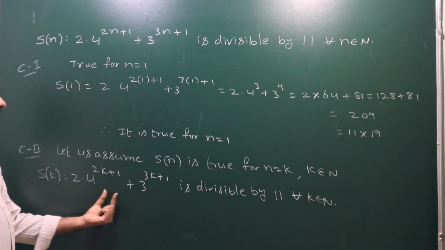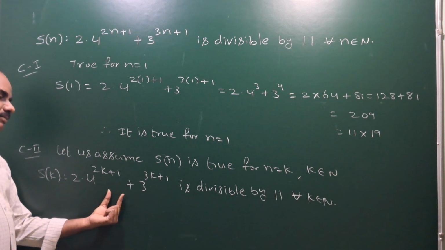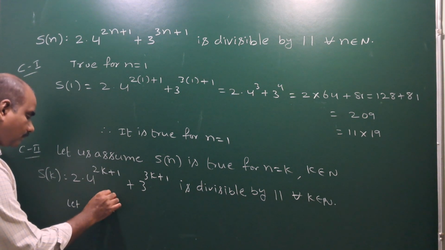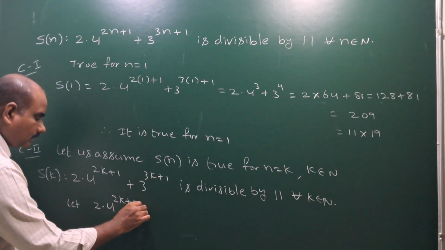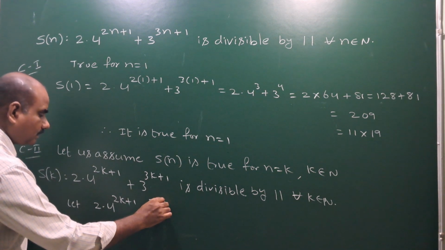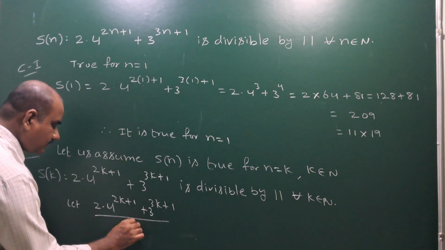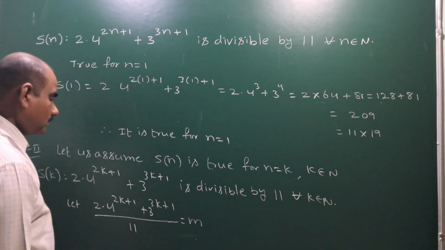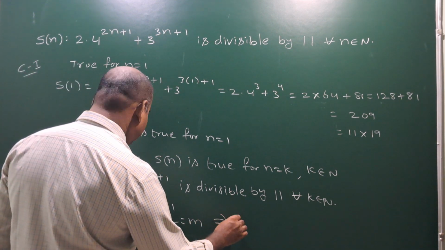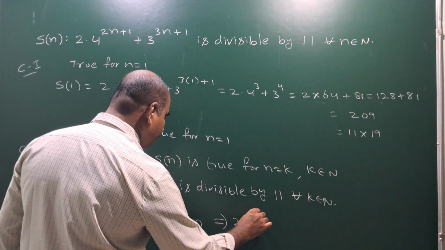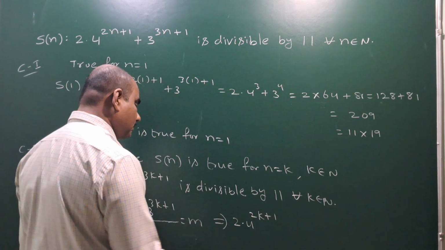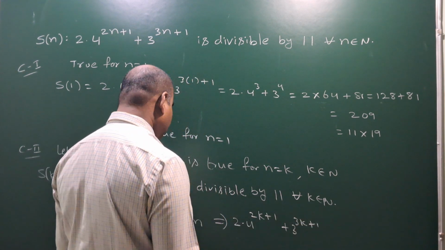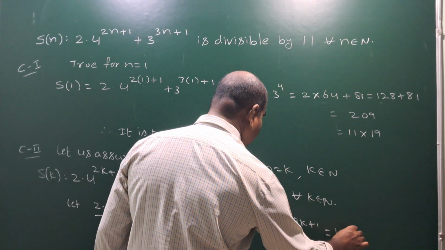We don't know that, because it is just a form, it is not an exact number. So let us assume 2 × 4^(2k+1) + 3^(3k+1) is divisible by 11 for m times. We have to assume like this. From this we can write 2 × 4^(2k+1) + 3^(3k+1) = 11m.